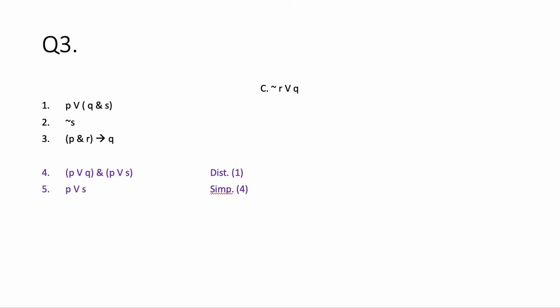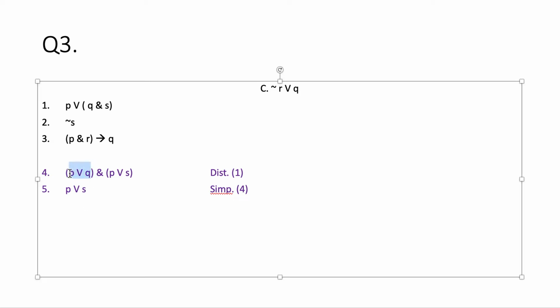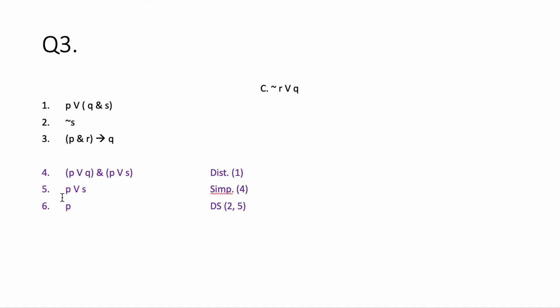Then what am I going to do? I'm going to simplify it and isolate just one. Oops, not that one. I'm going to isolate the left conjunct, the right conjunct, apologies. Because I know that if both of these disjuncts are true in a conjunction, necessarily just one of them is true. So simplification on line 4. Now I see on line 2, I have a negation of S. I have here P or S, so I can use the rule of disjunctive syllogism to give me P.